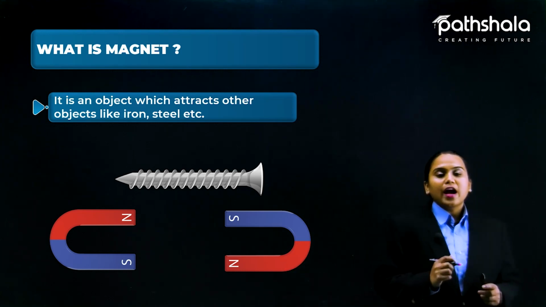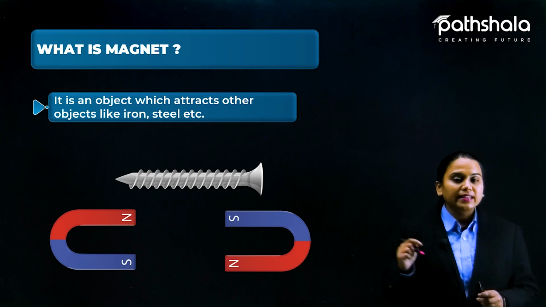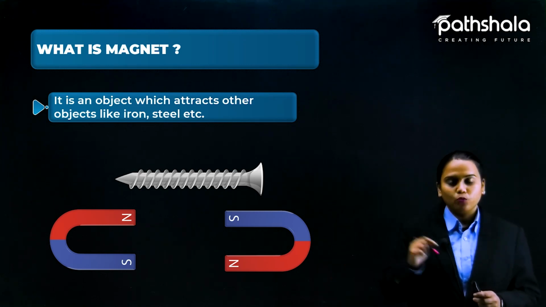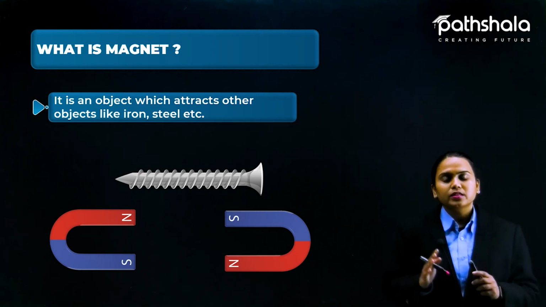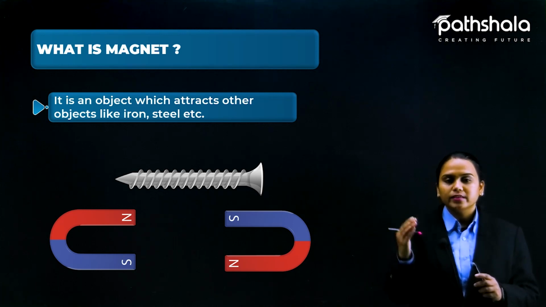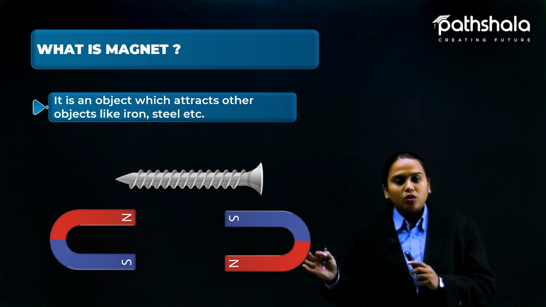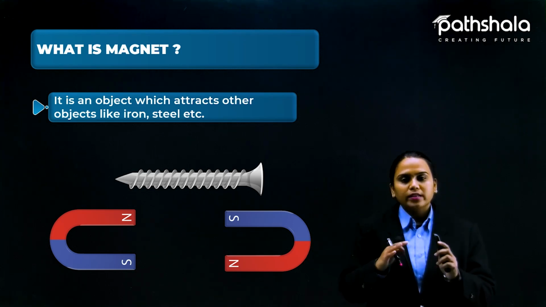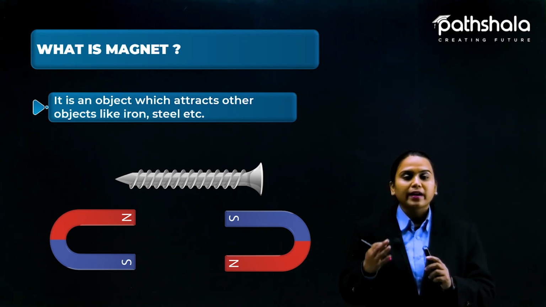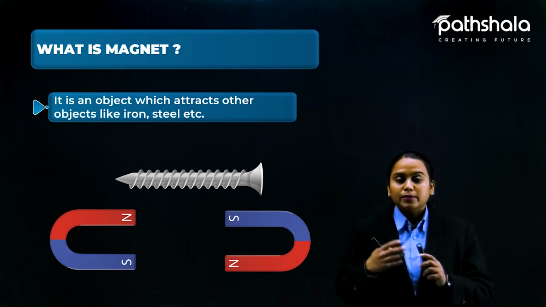So here is the magnet, as you can see. I hope you understand that this magnet has two different poles, and we are going to discuss each and every point in this video briefly: what the north pole is, what the south pole is, and how the magnetic field and the magnet have been made.